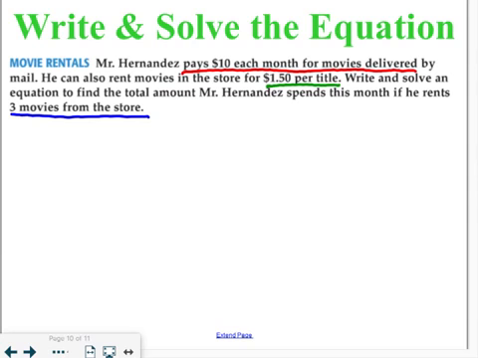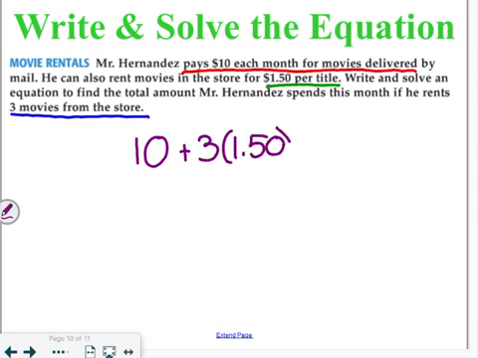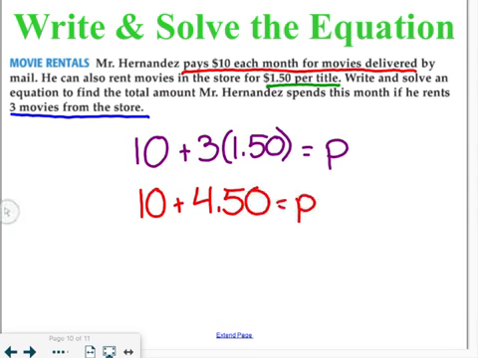So we got to put this all together into an equation to solve. So the first part we said is he's paying $10 for that rental fee. Plus, we got 3 movies at $1.50 each, and we are looking for his total price or his total cost, which I'm just going to use the variable p. That's standing for the value that we don't know right now. Solving the left side of the equation, we're going to do our multiplication first. So we get 10 plus 4.50 is equal to our final price, giving us a final answer of $14.50 for his cost.